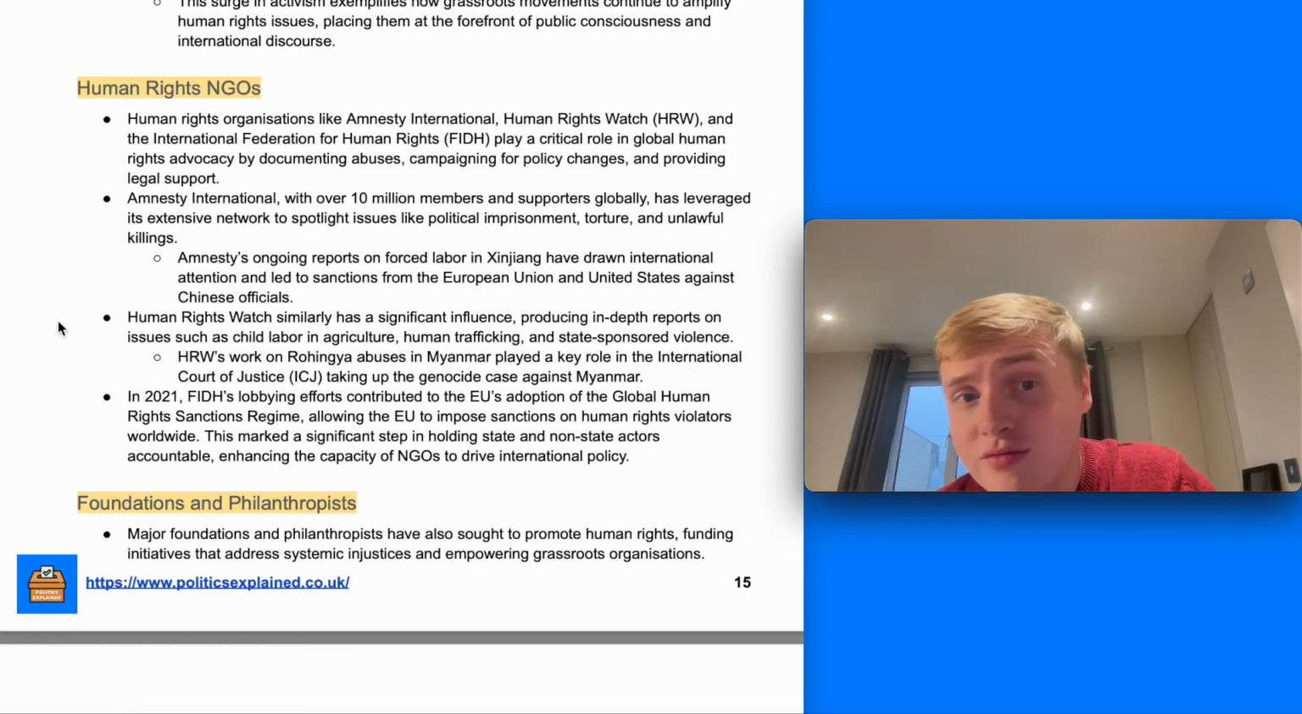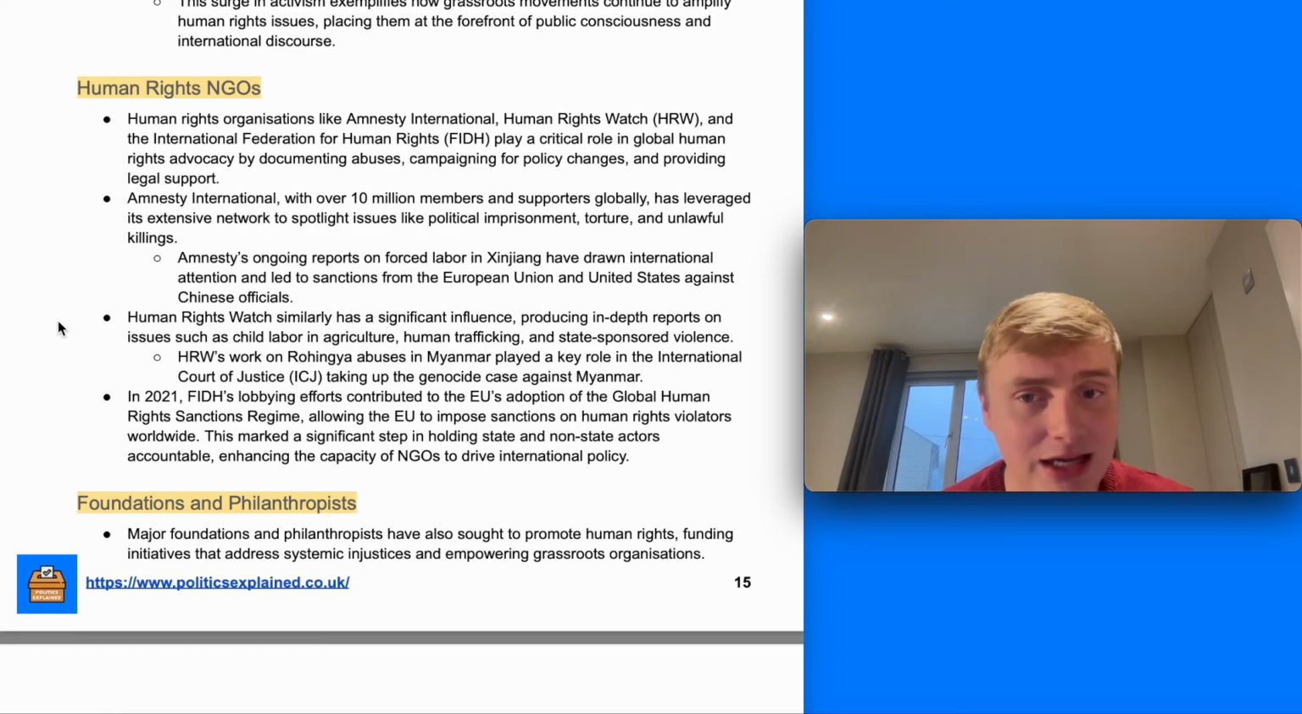Other groups that do very similar things are human rights NGOs, such as Amnesty International, Human Rights Watch, and the International Federation for Human Rights, which have played a key role in global human rights advocacy by documenting abuses and campaigning for policy changes. Amnesty International has been really important in using its network and its voice to highlight human rights abuses. It did so really impactfully and importantly in relation to Guantanamo Bay.